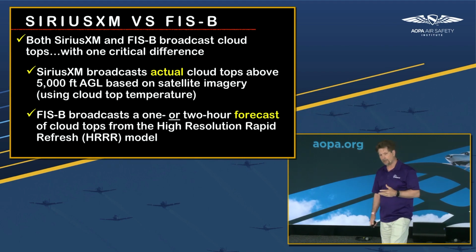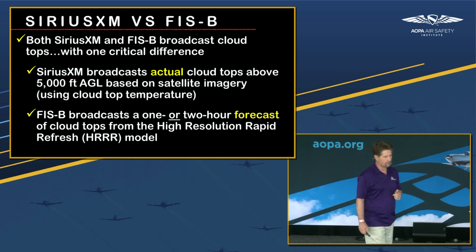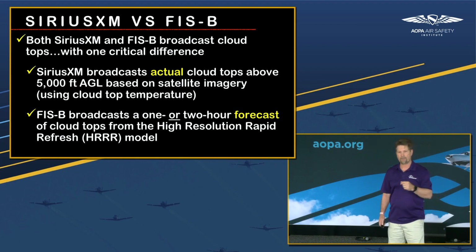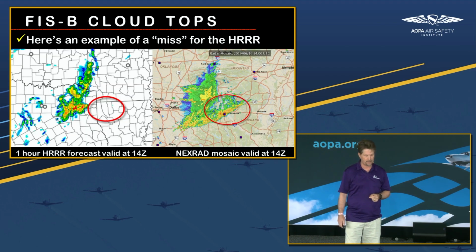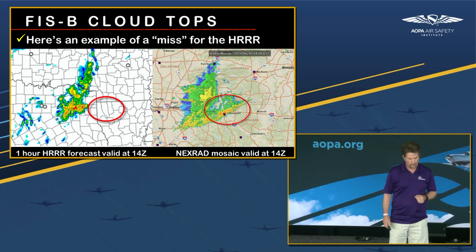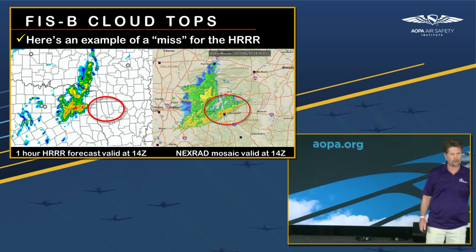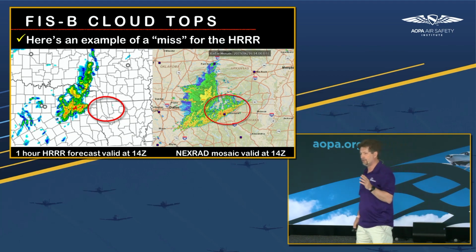Where FISB broadcasts a 1 or 2 hour forecast based on the High Resolution Rapid Refresh model, or the HRRR model, and it's not based on actual cloud tops. So it's a forecast. Now I've often seen situations like you see here. On the right is actual NEXRAD, and on the left is a 1 hour forecast from the High Resolution Rapid Refresh, which is normally a pretty darn good model, but it totally missed where the convection was going to be developing. And as a result of that, I can guarantee you the cloud top information you would have gotten from FISB at that point would have been way off.